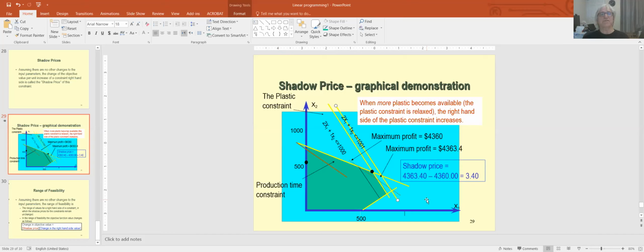So this is what I wanted you to realize. You have such a range for the objective coefficients called the range of optimality. You have a range for the constraints right-hand side called the range of feasibility. And I want you to see how Excel is presenting this information. This is a crucial information for decision making. Okay.